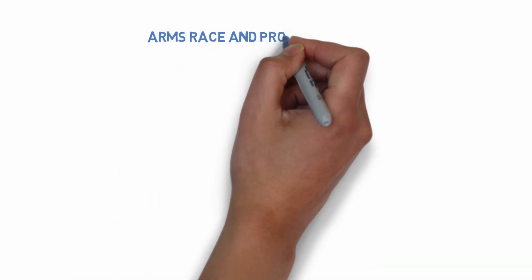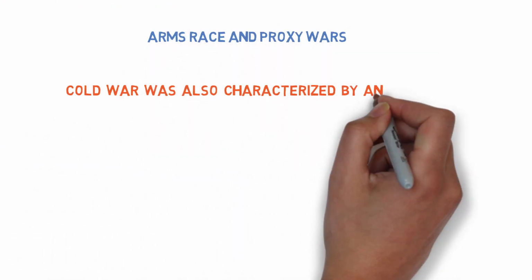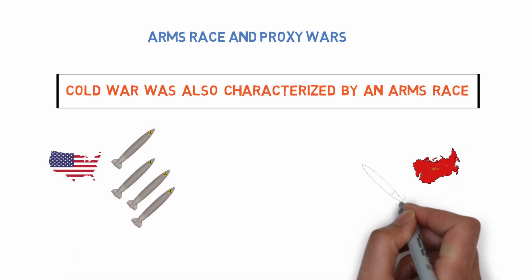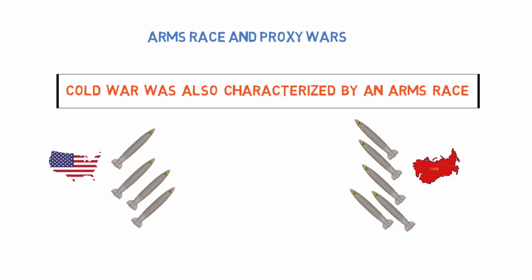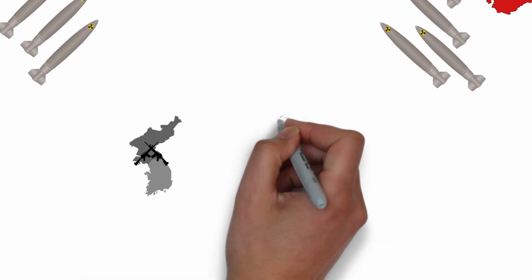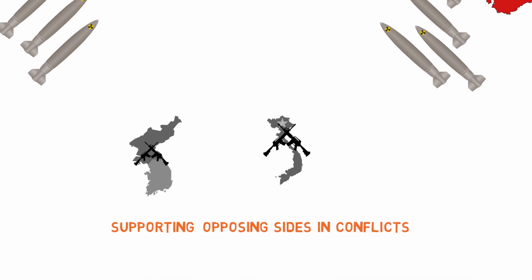Arms race and proxy wars. The Cold War was also characterized by an arms race, with both countries developing increasingly powerful nuclear weapons. The two sides also engaged in proxy wars in countries such as Korea and Vietnam, supporting opposing sides in conflicts around the world.